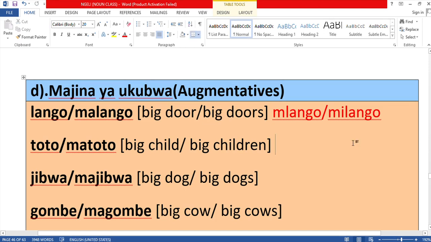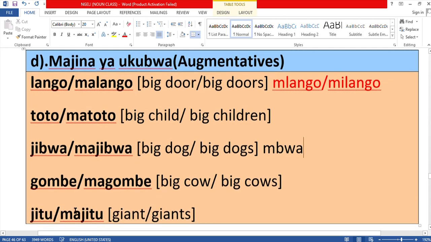Okay, jibwa, majibwa. The normal word here is mbwa. Mbwa means dog. This is a normal word. But now when it's very big, you can refer to it as jibwa, and majibwa.